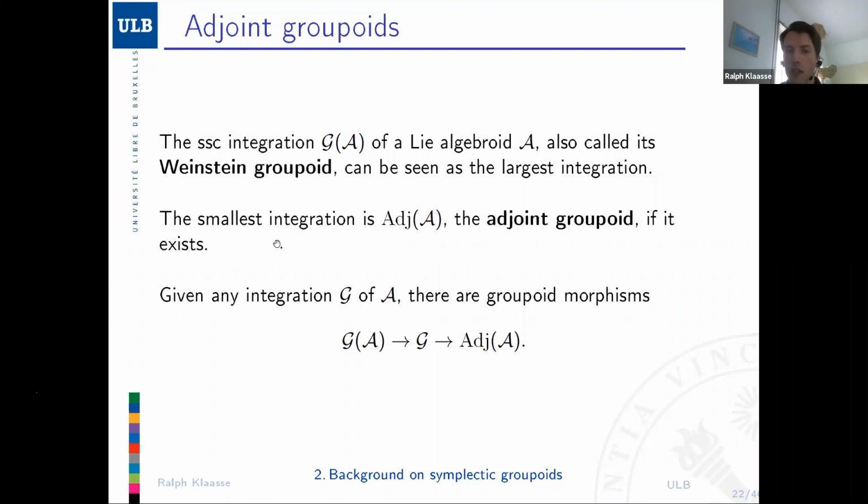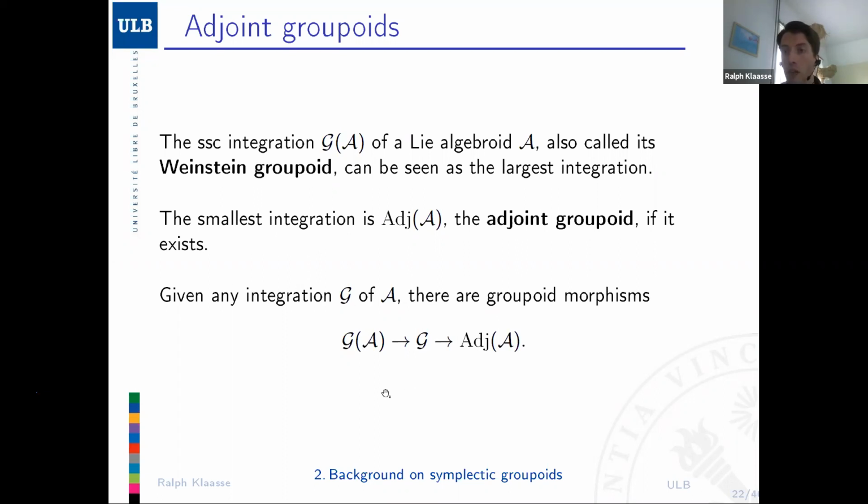Why are they called largest and smallest? Yeah, there's some universal properties going on, but basically, if you have any integration, then it fits in a sequence of groupoid morphisms like this. It sort of is squeezed in between them. What I want to do today is construct the smallest ones that are there. So it is special that these even exist for general Lie algebroids.